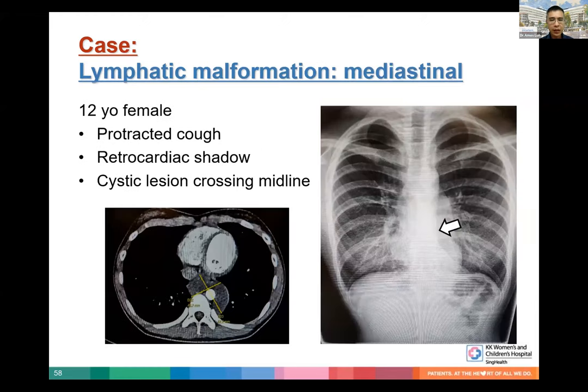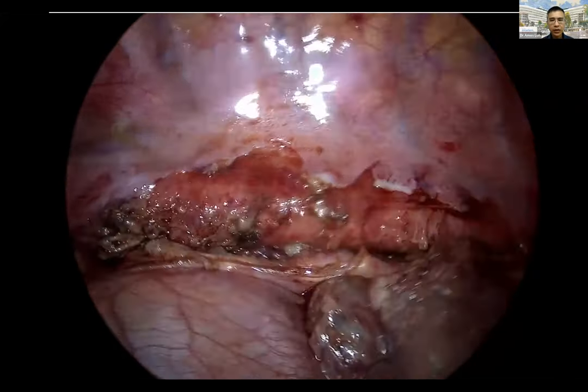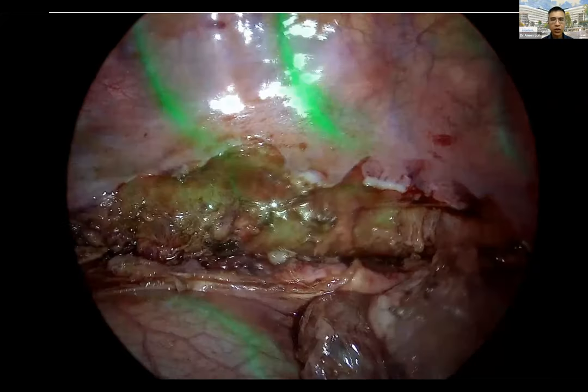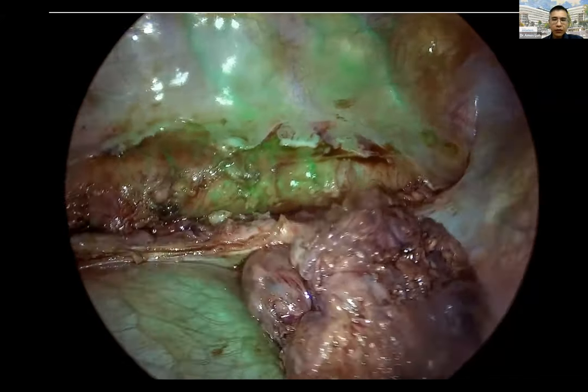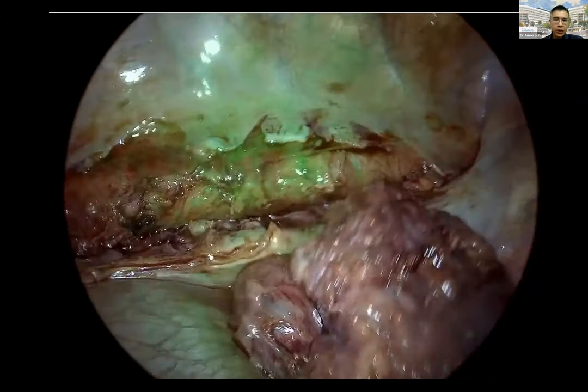So here's an example, not so much in a cancer situation, but how we use it in lymphatics. Dr. Sajid talked about this and the risk of injuring the thoracic duct. Here we have a 12-year-old female with a cystic lesion crossing the midline in the posterior mediastinum. And here's an image of us injecting ICG after the resection is done. And you see the dye going through the venous phase, going out into the tissue.